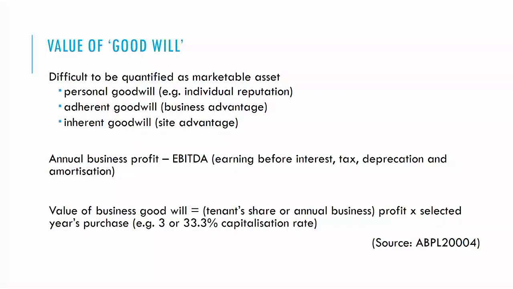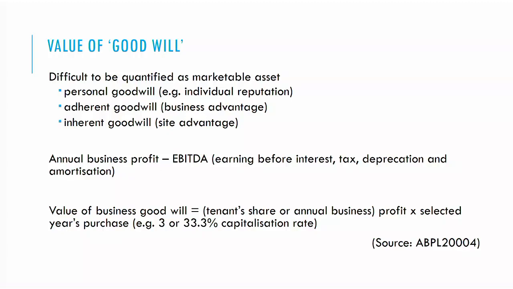So that's personal goodwill. Adherent goodwill is business advantage. For example, when you talk about casinos, we can say Crown. It's goodwill. They have a reputation. Inherent goodwill is the site, the location. When you talk about one location, people know, all right, that's it. It has goodwill, right?